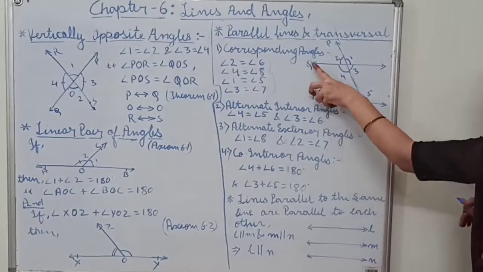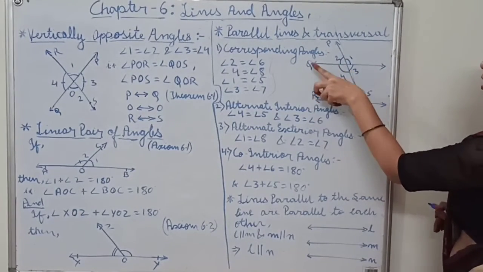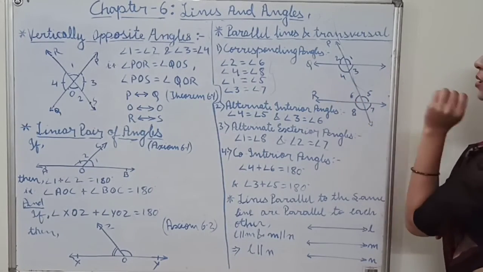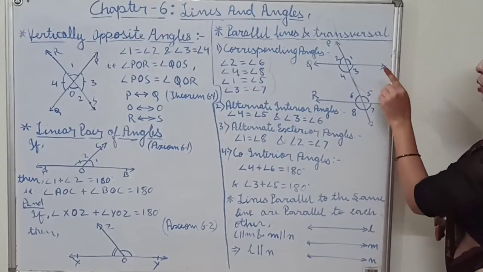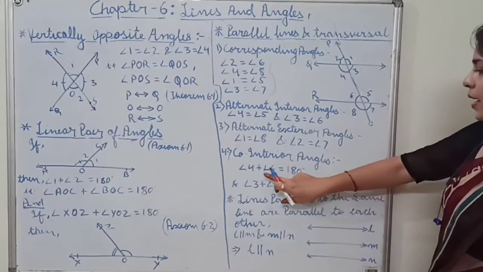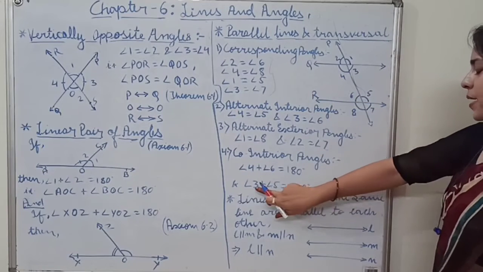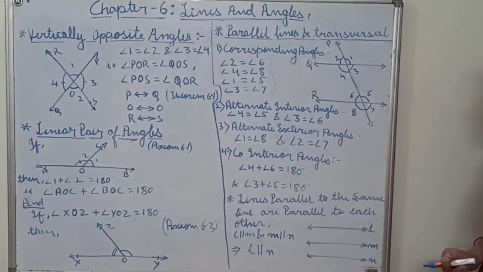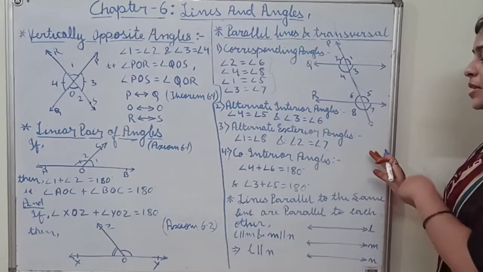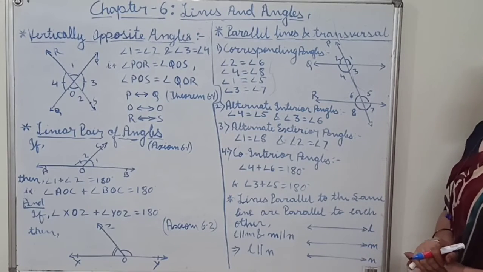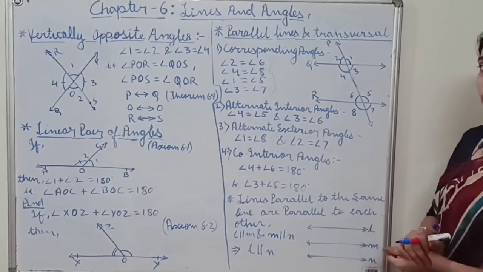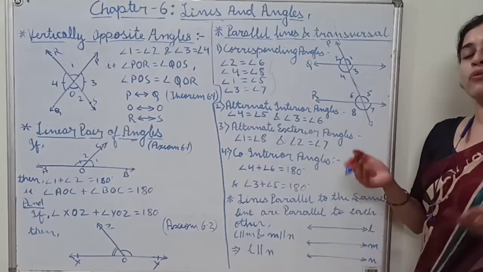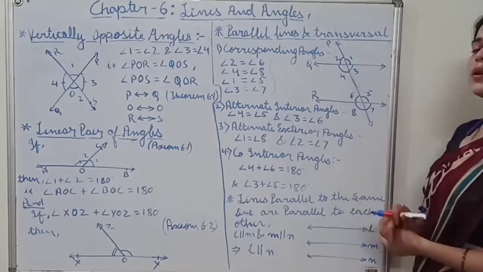If Q is parallel to R and P is a transversal, then the sum of these interior angles is supplementary, and the angles on the other side will also be supplementary. Sum of angle 4 and angle 6, and sum of angle 3 and angle 5 will be 180 degrees, or you can say supplementary. And the vice versa, or reverse, is also true: if the sum of interior angles on the same side of the transversal is supplementary, or 180 degrees, then the two lines are parallel.